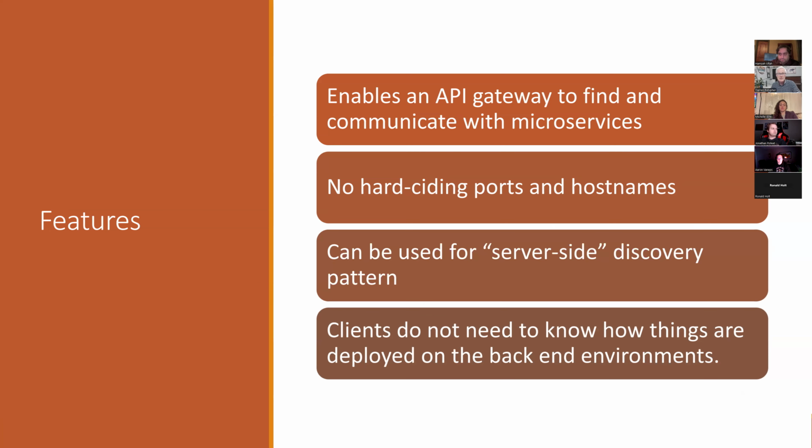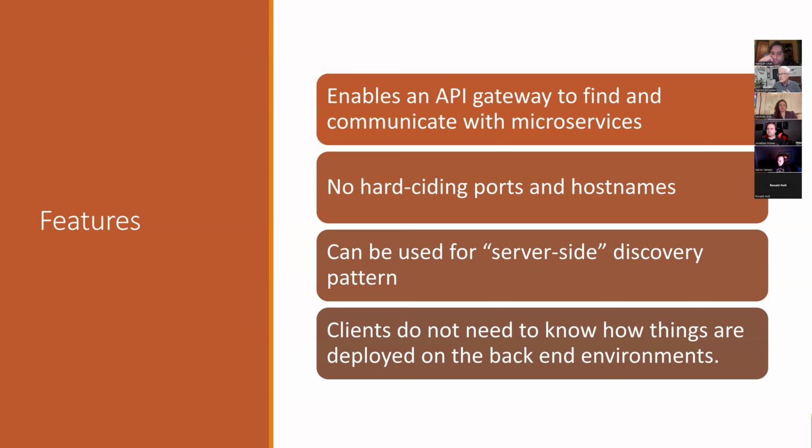So these are the main features of this discovery service. And Eureka has even more than this, but this is a basic discovery service, right? It lets the API gateway find new services that communicate, right? There's no hard coding of ports and host names in those route tables. So that means I can have more flexibility on scaling or where those microservices are run.